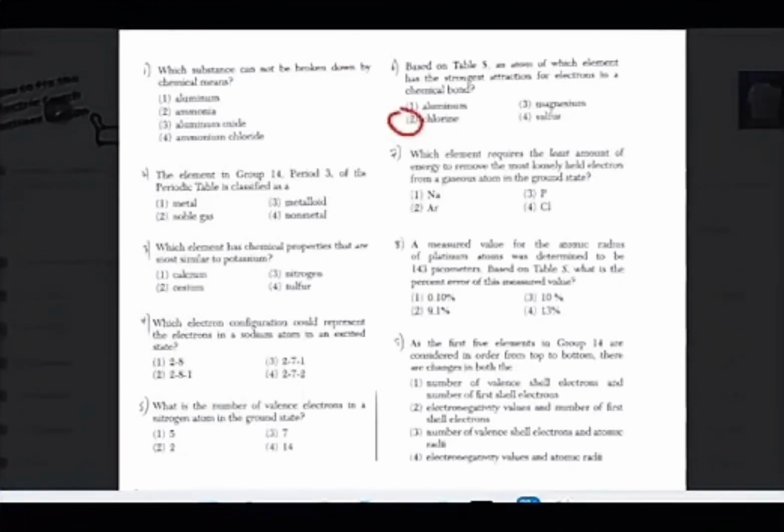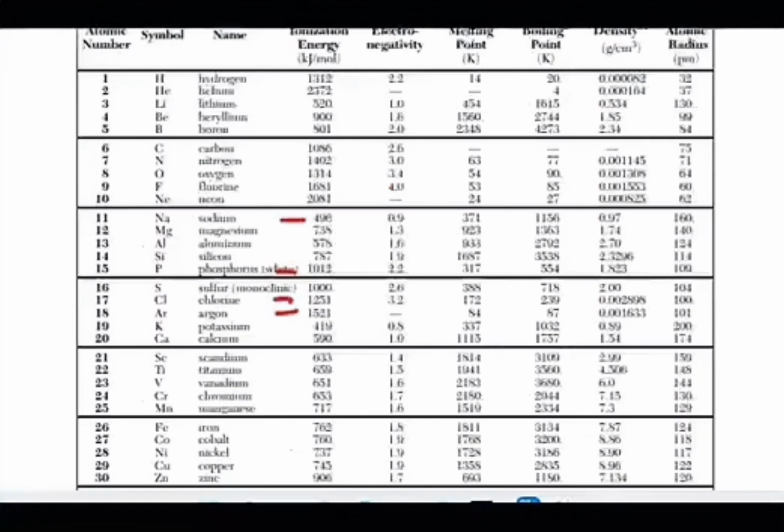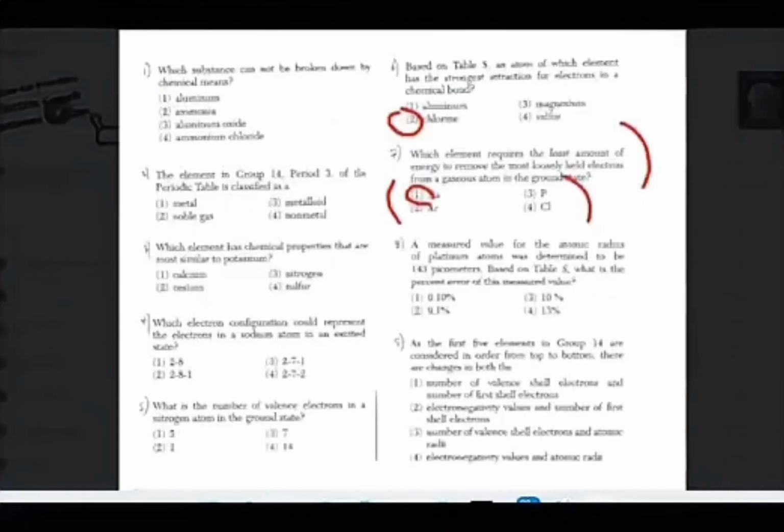Now, for question 7, which element requires the least amount of energy to remove the most loosely held electron from a gaseous atom in a ground state is the definition for ionization energy. You're going to take these 4 choices now and find the lowest value for ionization energy. Okay, I marked up the table for the sodium, argon, phosphorus, and chlorine, and lo and behold, sodium has the lowest value for first ionization energy. That's your answer. Question 7 then, the answer was choice 1.